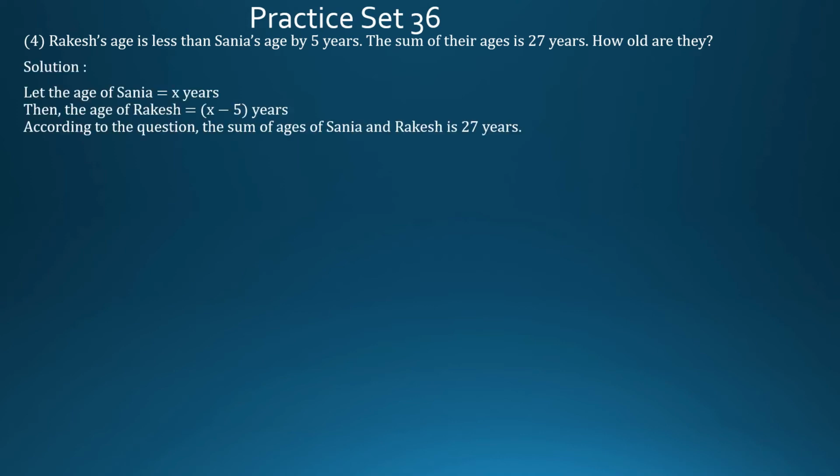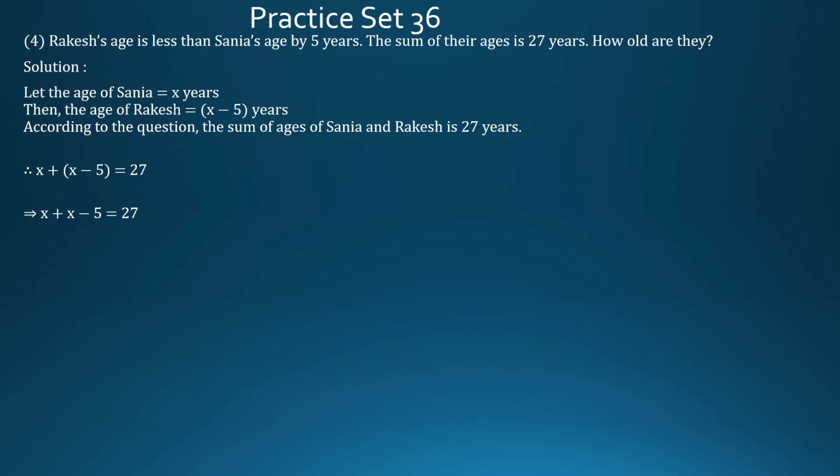Solution. Let the age of Sania be x years. Then the age of Rakesh will become x minus 5 years because Rakesh is 5 smaller or 5 less than Sania. According to the question, the sum of ages of Sania and Rakesh is 27 years. So hence we get x plus x minus 5 is equal to 27, as we have considered the age of Sania as x years and the age of Rakesh as x minus 5 years. So the sum of their ages will become x plus x minus 5 is equal to 27.